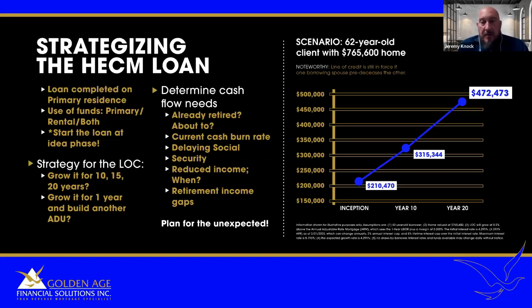So they don't need to do anything right now. They've got their Social Security and they've got their rent coming in from their ADU. It cash flows their whole life. So you and I both know that stuff happens, right?